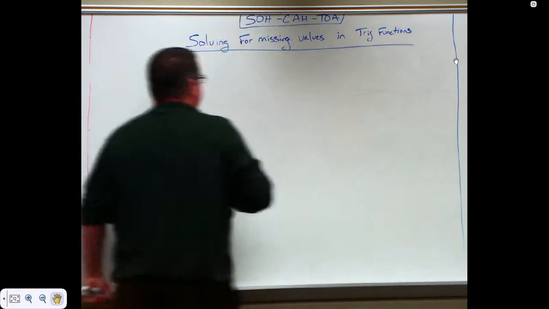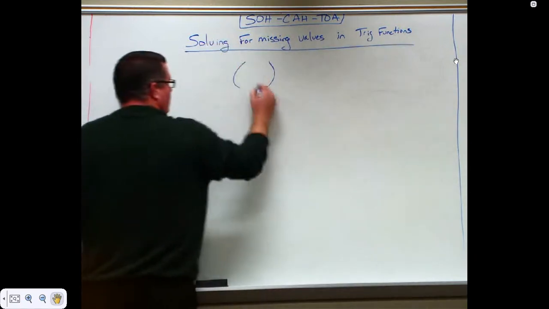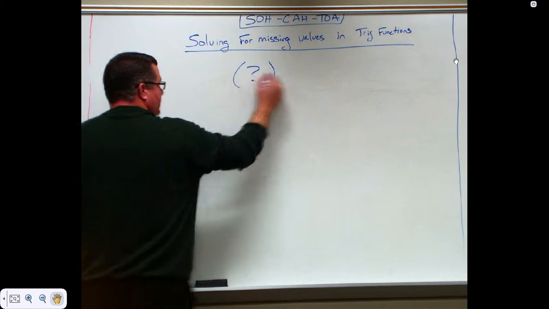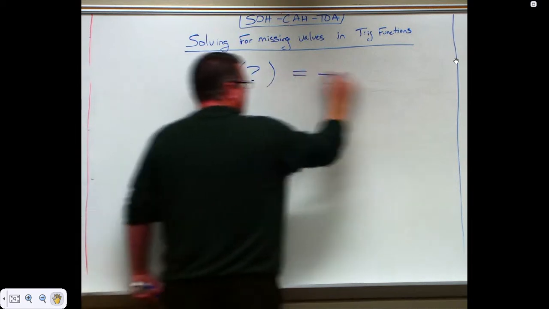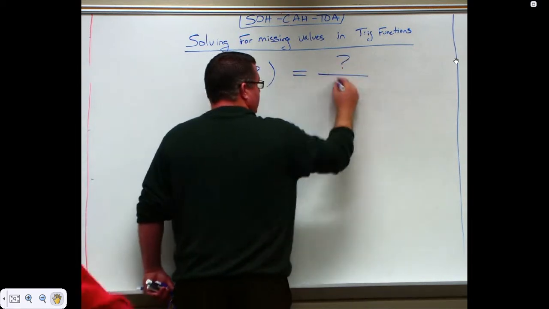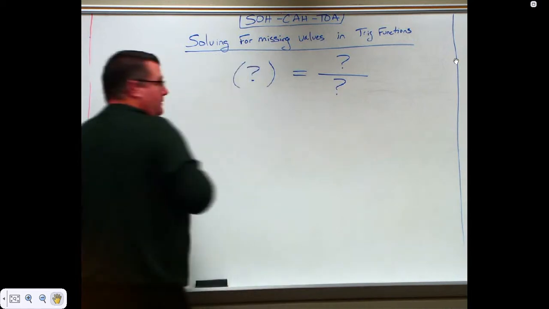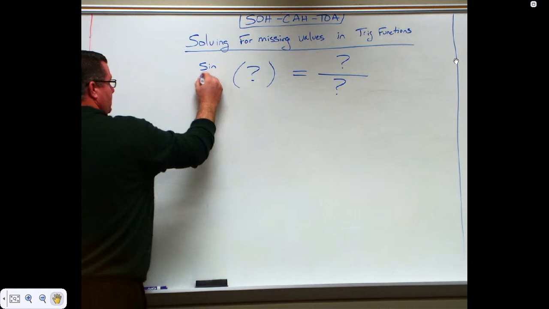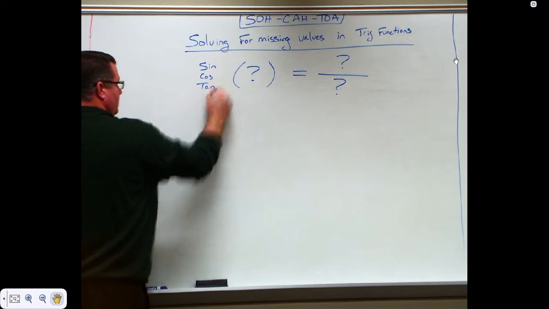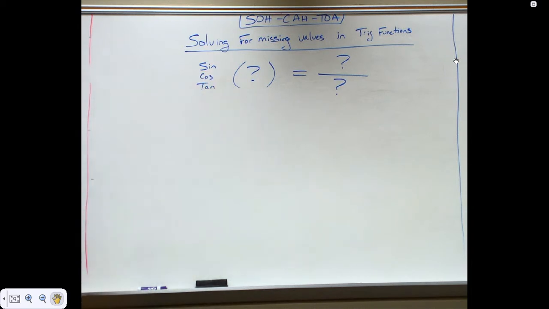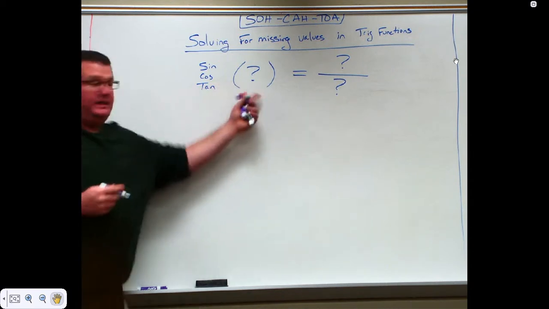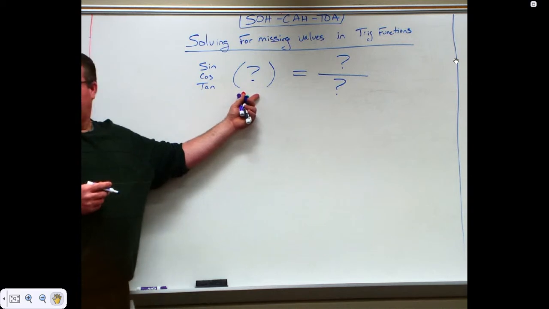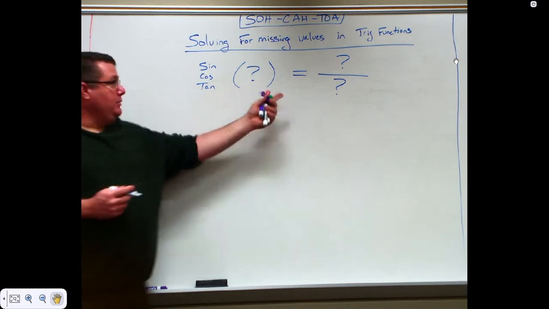Solving for missing value in trig functions. Okay, everybody, basically there's always gonna be three numbers here that you get from either the side of a right triangle. You're gonna have, if you think about it, sine or cosine or tangent of an angle. This is gonna represent a number, isn't it? Everyone agree? Equal to a number over another number, right?